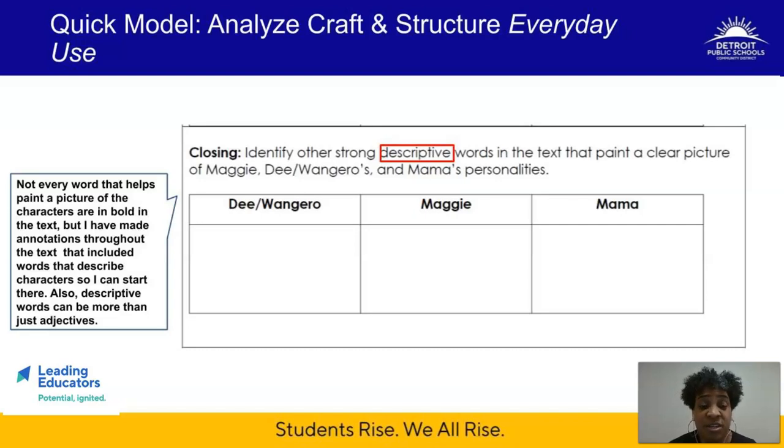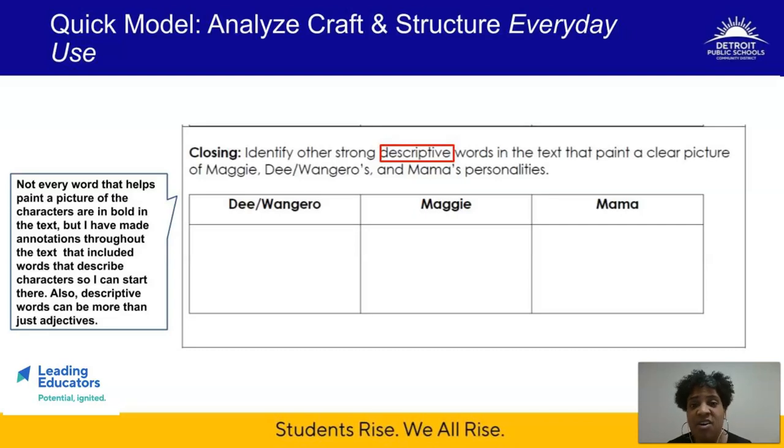Now, as I'm doing the closing section, I want to pay particular attention to this term descriptive words. Often when we think descriptive words, we're thinking about adjectives because we know that adjectives describe nouns, right? So if we're thinking about people, which are nouns, person, place, and thing, maybe I'm looking for adjectives. Actually, what I want you to keep in mind is that, one, the concept vocabulary words are not the only important words, even though they're bolded in the text.